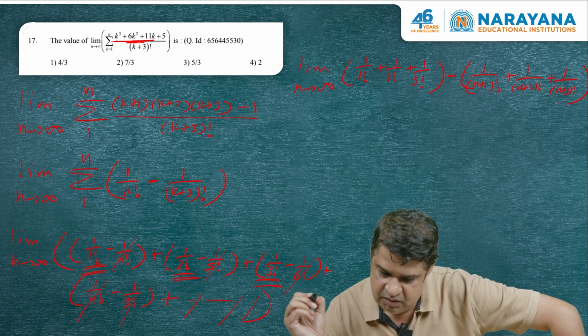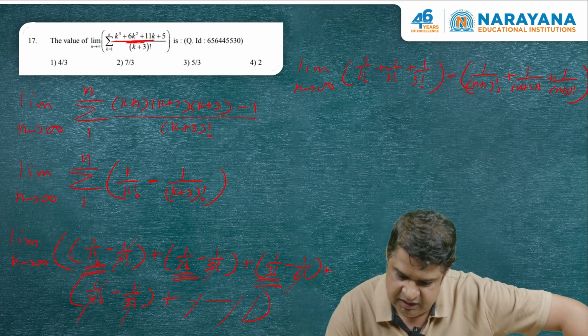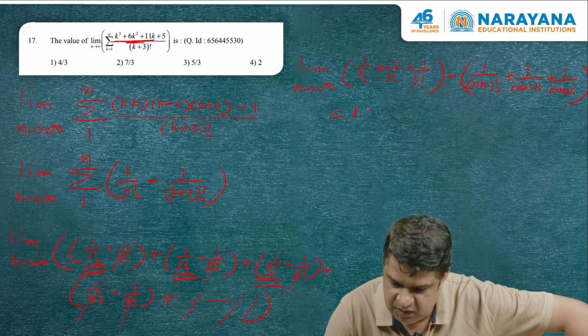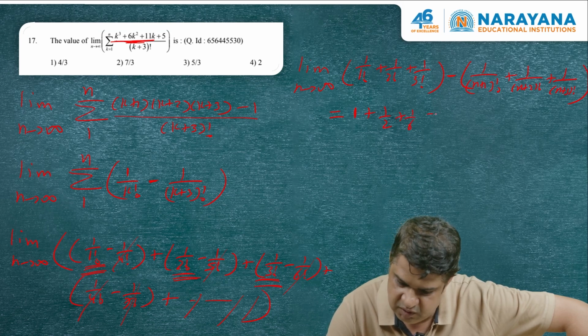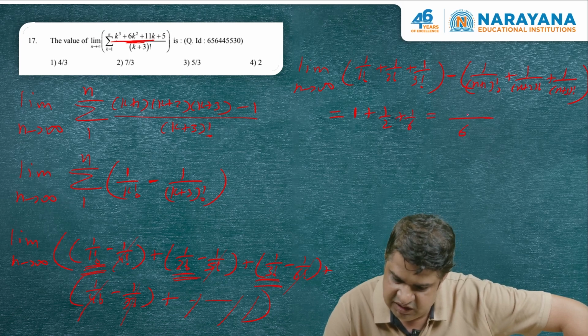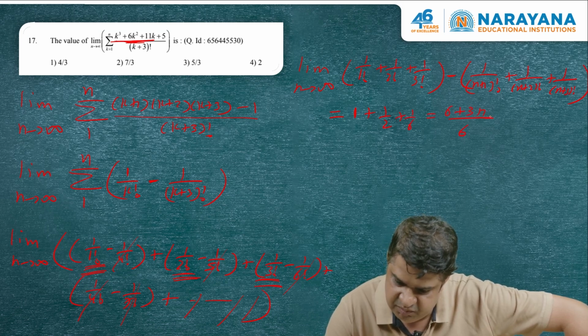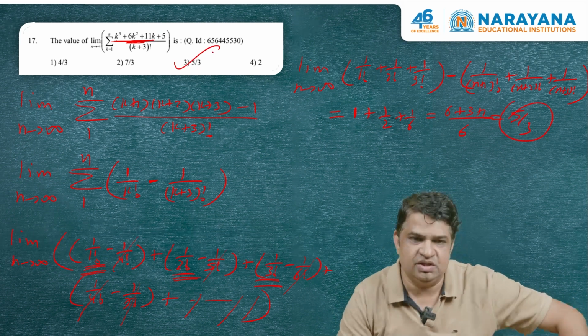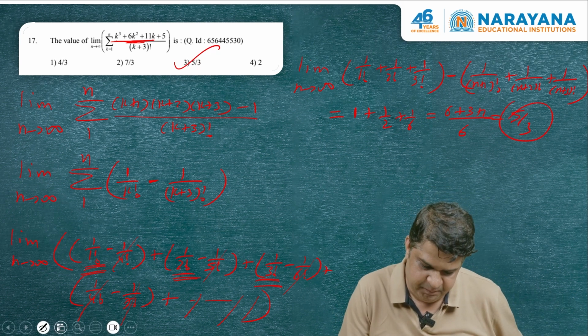Now, when n approaches infinity, obviously its value will become 1 plus 1 by 2 plus 1 by 6, which is LCM 6. So, 6 plus 3 plus 1, 10 by 6, that is 5 by 3. So, our answer is 5 by 3.